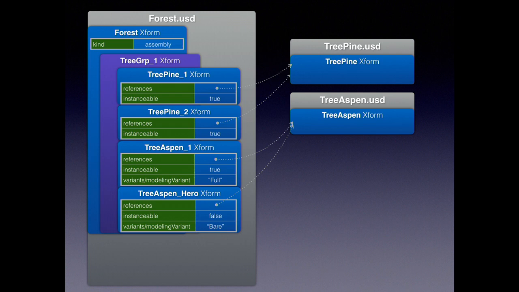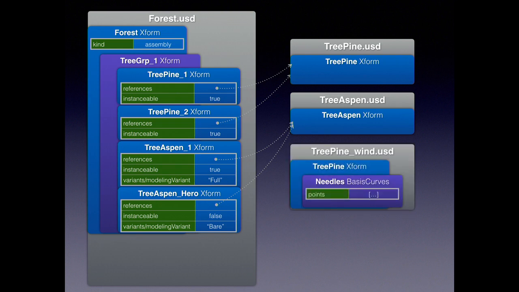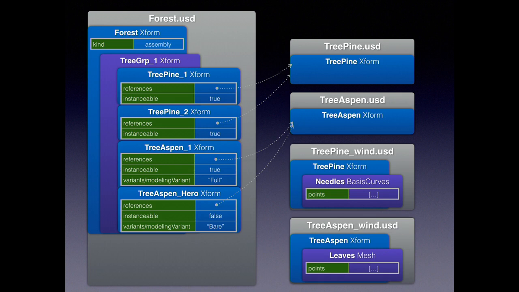We might want our forest to come pre-populated with a bunch of wind setups. So our simulation department may provide us with some default USD wind files, some overrides for the needles and the leaves on the particular trees. And so how would we want to go about applying these to the forest? Well, we can leverage the inherits composition arc that those trees have.